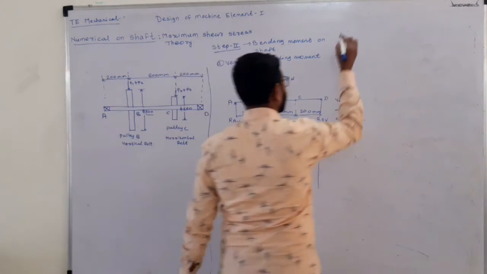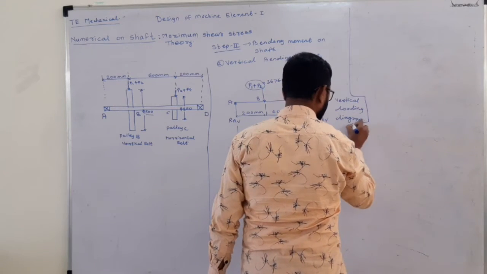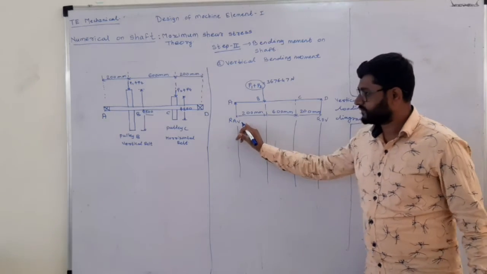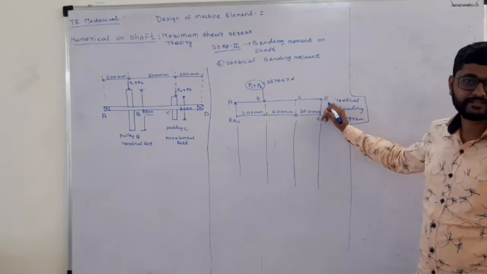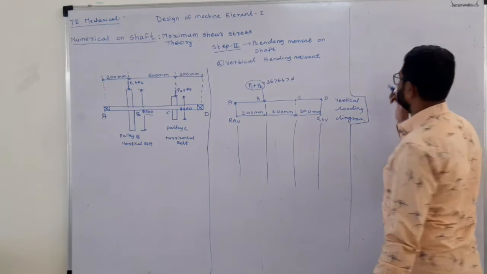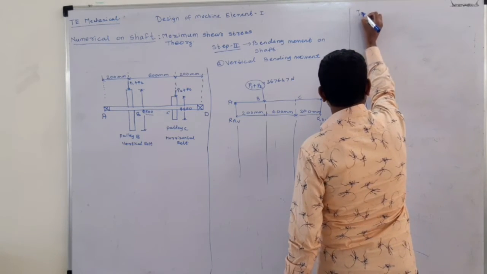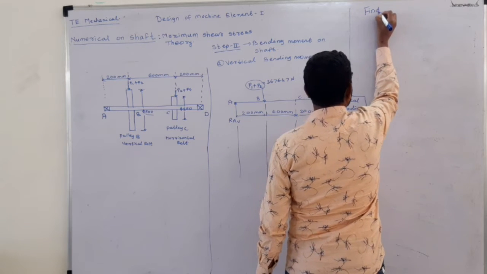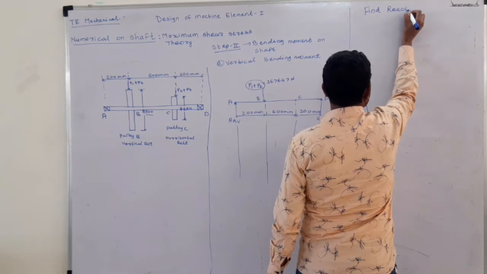So let us proceed to find the bending moment, vertical bending moment and next horizontal bending moment. Before that we have to find the reactions at point A and the reactions at point D. So students, how to find reactions? Taking, so next step is find reactions.